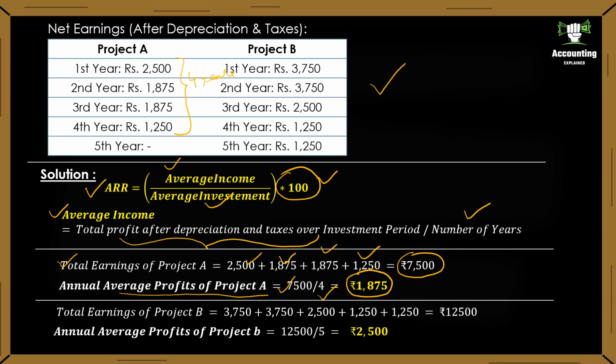Next, coming to project B. Total earnings of project B is given here, which is 3750 plus 3750, 2500 plus 1250 plus 1250, which is 12,500. Annual average profit of project B is total profit by number of years. Number of years for project B is 5 years, right? So 12,500 divided by 5 is 2,500, which is the average income for project B.